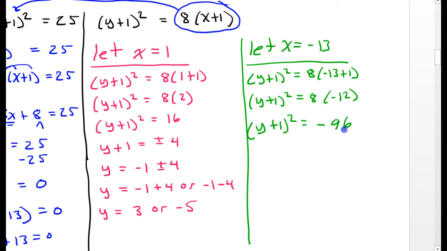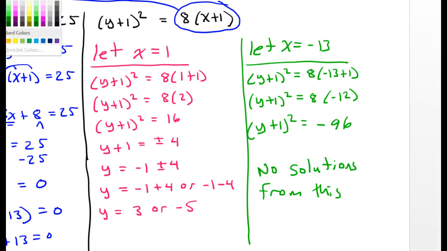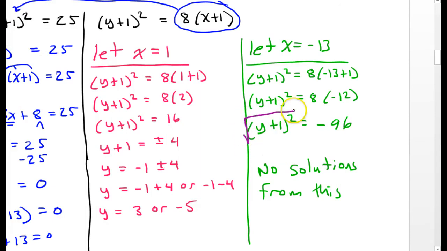Well, wait a minute. This is not possible. You can't square something and get a negative number. So I'm not going to get any solutions from this. All right, if you think of it another way, my next step would be to take the square root of both sides, right? So imagine that I took the square root of both sides. You can't take the square root of a negative number. That would give me imaginary numbers. So no solutions from this.